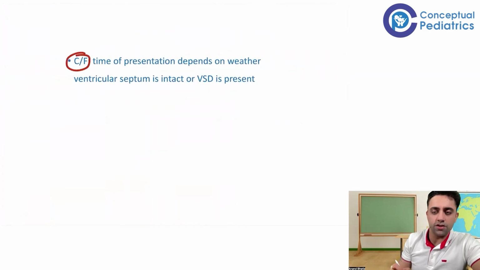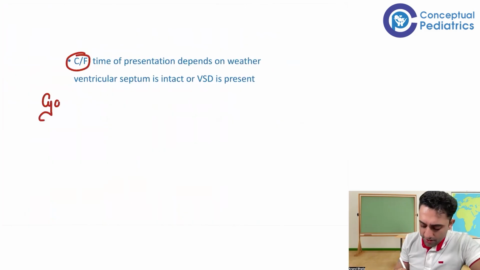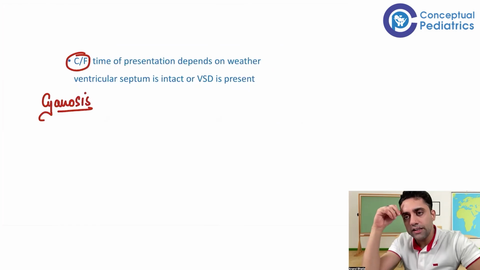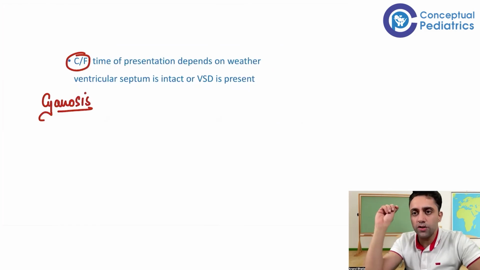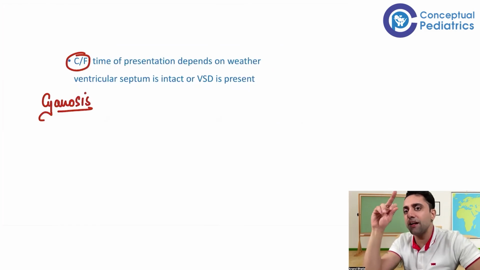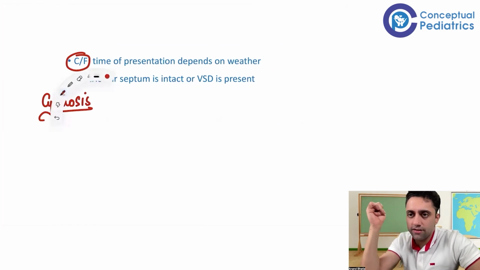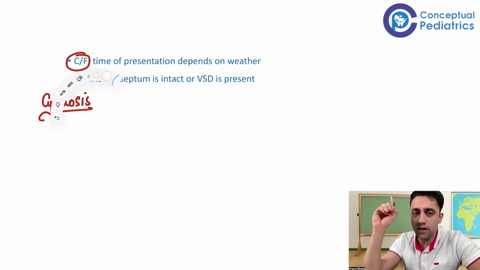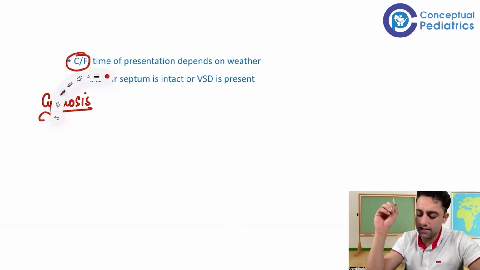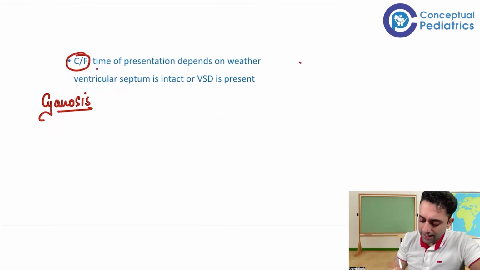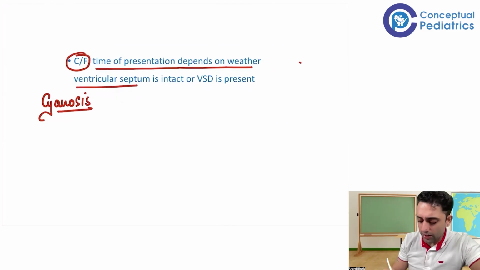Clinical features. Number one, will the patient have cyanosis? Yes or no? Just now we spoke about it: the deoxygenated blood enters the right atrium, right ventricle, and goes to the aorta. So yes, definitely the patient will be cyanotic. But one nice point it has given is that the time of presentation depends on whether the ventricular septum is intact or a VSD is present.